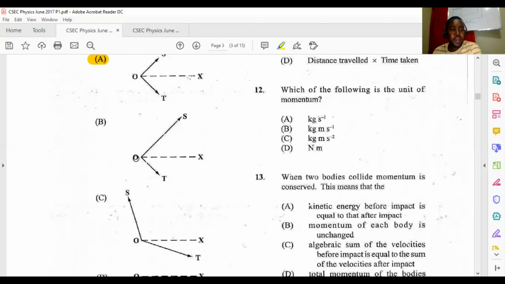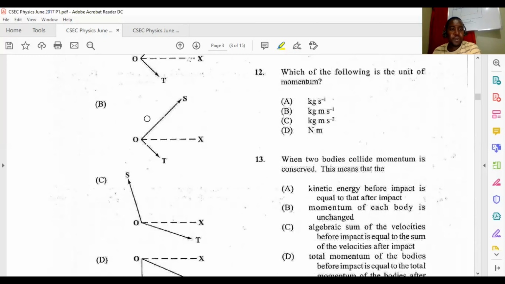All right, so let's look at why it's not B. It's not B because we notice S is longer than T. Right? So if S is longer than T, then your resultant has to be closer to the longer side. But X is closer to the T, so that's wrong.